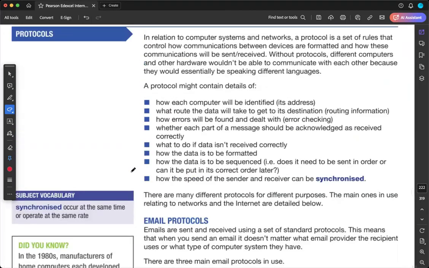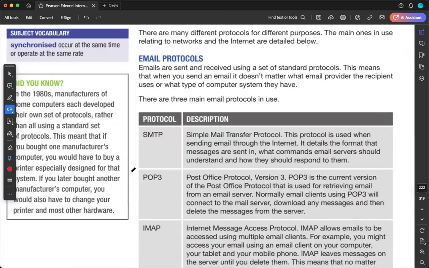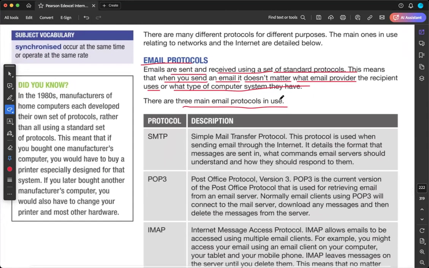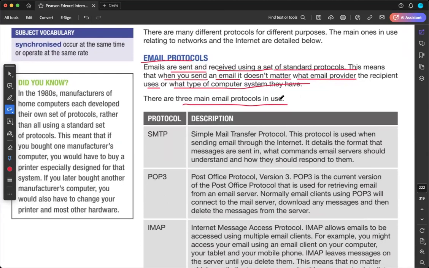Okay, now the next topic is email protocols. Emails are sent and received using a set of standard protocols. This means that when you send an email, it doesn't matter what email provider the recipient uses or what type of computer they have. There are 3 main email protocols. What do we mean by protocols? Protocol means the way, the order, the rule which you're following.